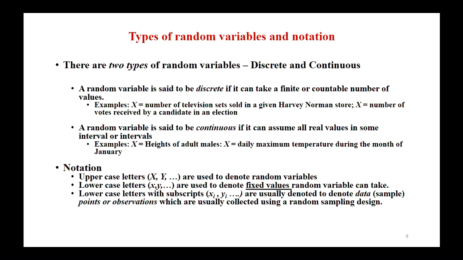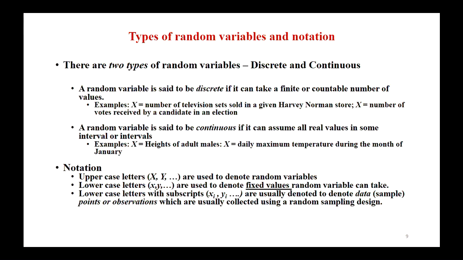So broadly speaking, there are 2 types of random variables. There are discrete random variables and there are continuous random variables. A random variable is said to be discrete if it can take a countable number of values. So for example, if X is the number of television sets sold in a Harvey Norman store in a given year, that would be a discrete random variable because you can't sell half a television. Well, you could, but I wouldn't. Or X could be the number of votes received by a candidate in an election. Okay, it's a discrete random variable because it takes integer values.